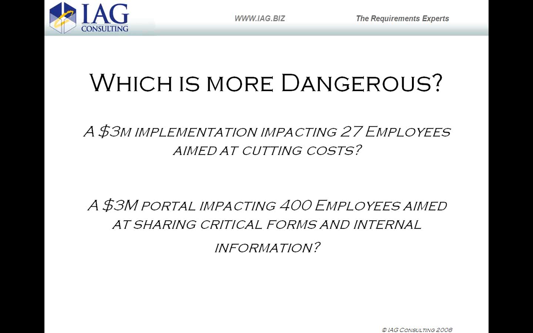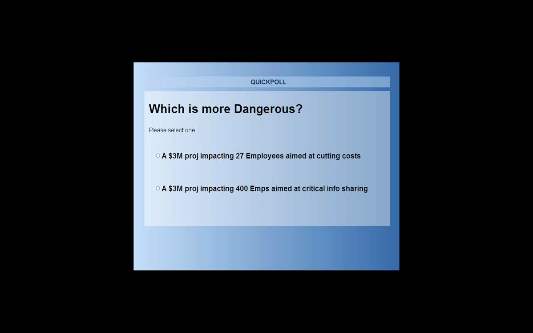Okay? Now, which is more dangerous? A $3 million implementation impacting 27 employees and aimed at cutting costs, or a $3 million portal impacting 400 employees aimed at sharing critical forms and information? So which is more dangerous? I'm going to launch that poll, and as that poll is playing out, I'm going to answer some questions.